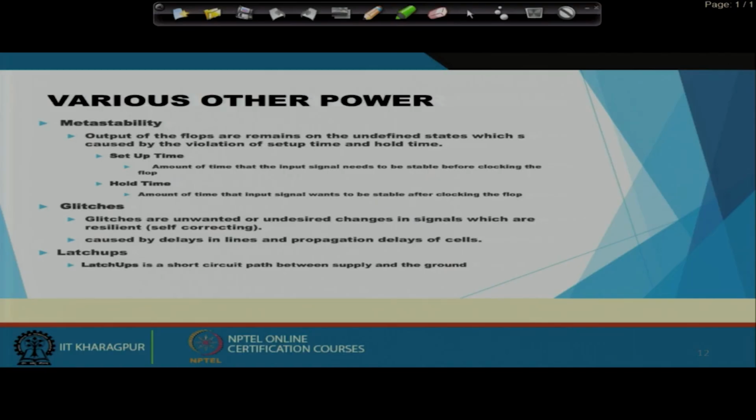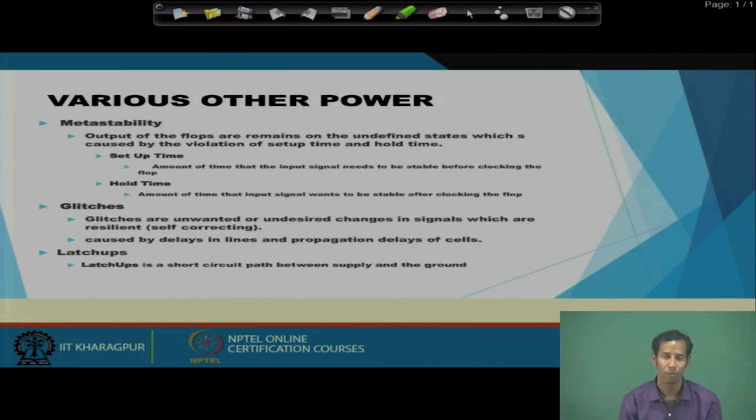Glitches in a digital VLSI system design are not at all appreciable, because we have already seen what types of hazards we can get whenever we do logical optimization or gate level optimization. At that time we can get these glitches, which can destroy the circuit's performance very badly. That is why glitches also contribute to the overall power consumption of your circuit design.